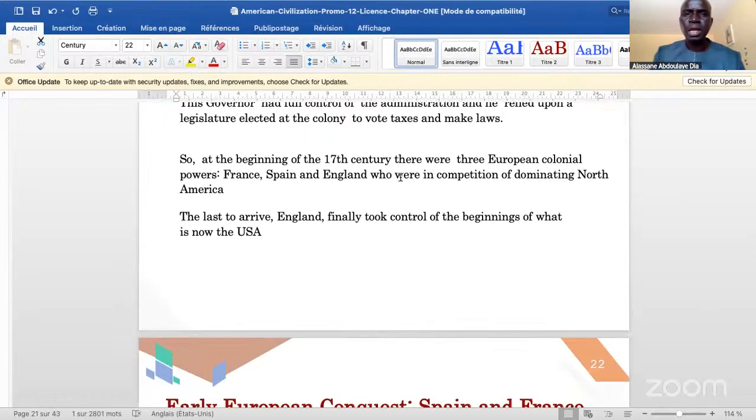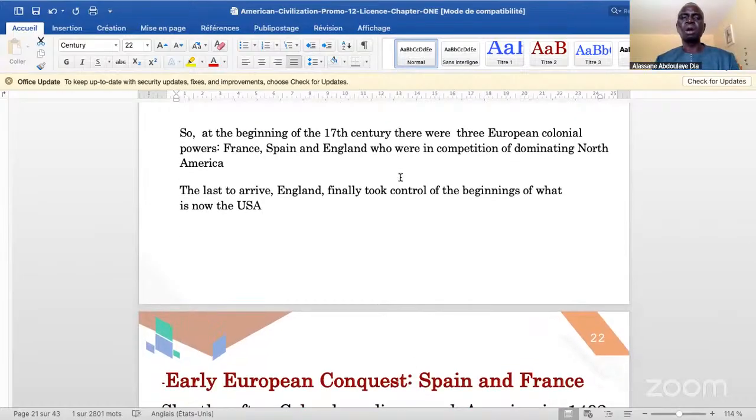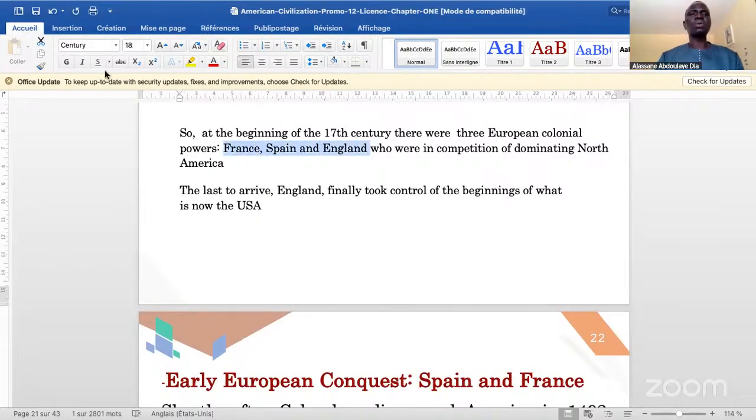So at the beginning of the 17th century, there were 3 European colonial powers. And class, you need to answer me these questions when I ask you. What were the 3 main European colonial powers? I told you at this part of history, the world superpowers were France, England, Spain, and Portugal. America was not yet known. It was a baby. It did not even exist, potentially speaking or politically speaking, because it was dominated and occupied.